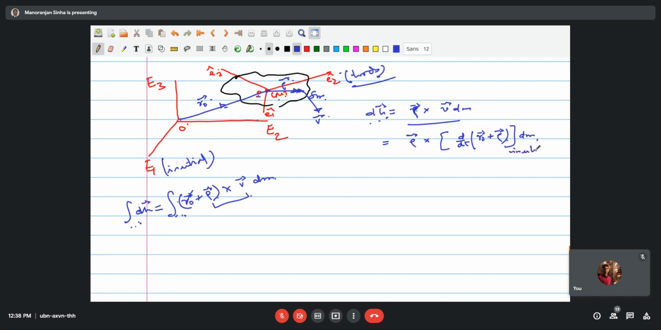So this we are considering in the inertial frame still. So this part then becomes rho cross d by dt of R0 plus rho, cross dm, of course along with this rho cross rho d by dt. So one part we are missing here. Oh, okay, this is fine. This we have written in inertial frame, so we write it like this.